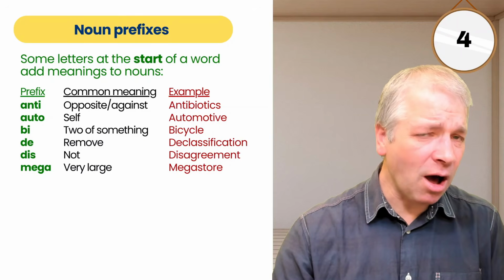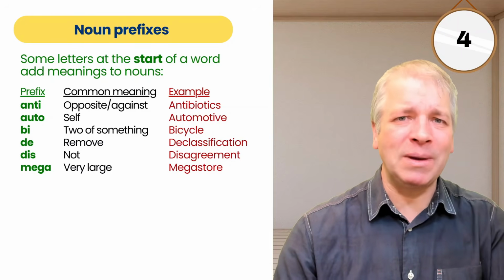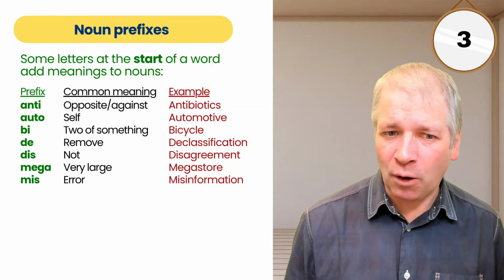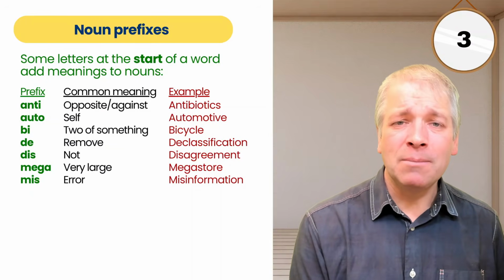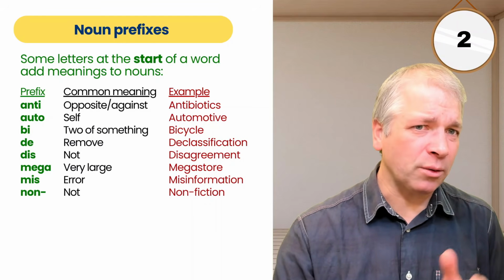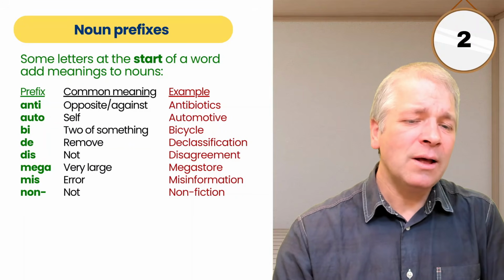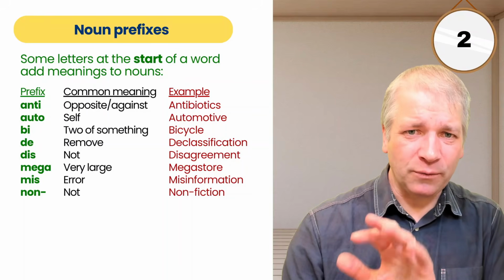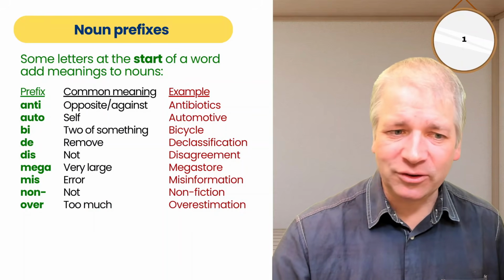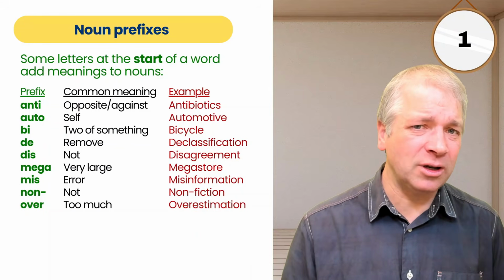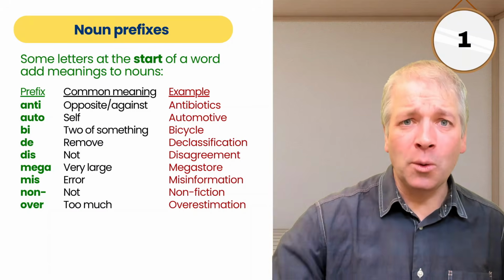Mega means very large, like a mega store, a very, very big store. Miss could generally be described as an error of some sort. So misinformation means the information given had an error. And non means not. So if you say non-fiction, then it means it's not fiction. It's the opposite of fiction. It doesn't have fiction in it. Over means too much. Overestimation means the estimate was too much. Would you like some more?